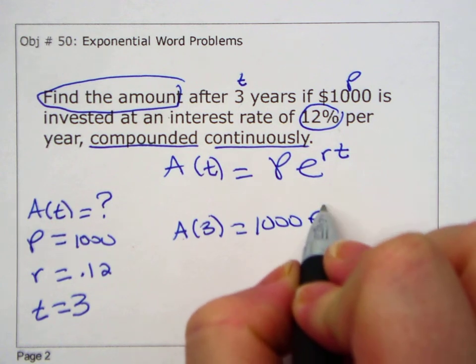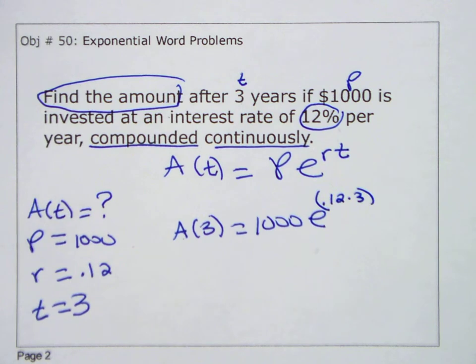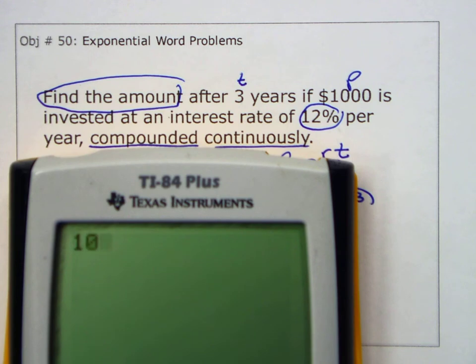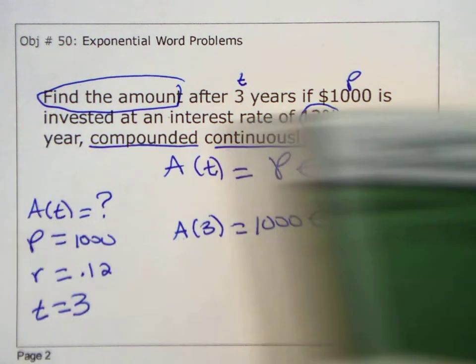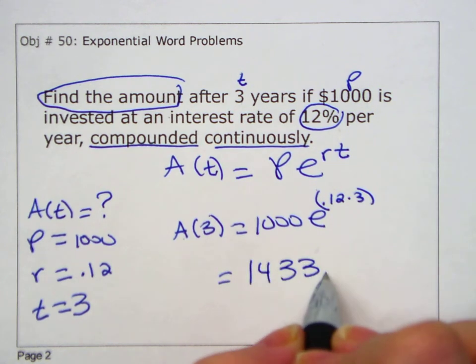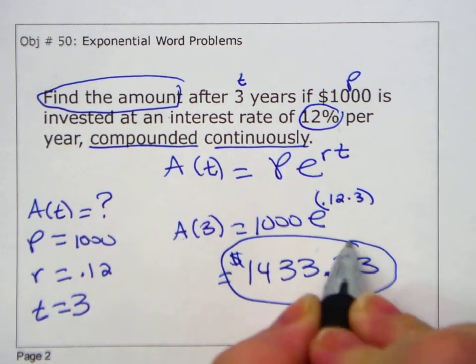$1,000 e to the 0.12 times 3. Depending on the calculator, you have to put parentheses sometimes. So $1,000 e to the 0.12 times 3 gives 1433. So after 3 years, that's how much money you'd have.